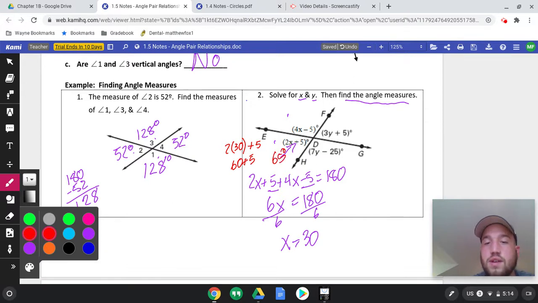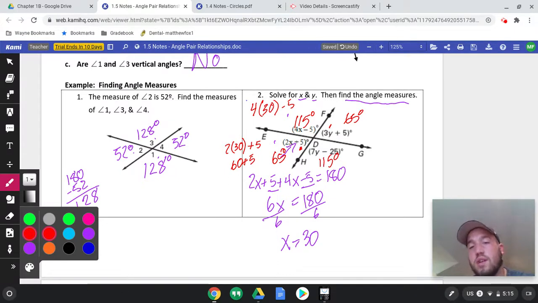Hopefully you guys realize now that this angle and this angle are vertical, so we can set that to be 65 degrees. At the top, we'll plug it in, 4 times 30 minus 5. So 4 times 30 is 120 minus 5, 115 degrees. So this one is also 115. Now that's good because 115 and 65 do add up to 180, so we know we did it right.